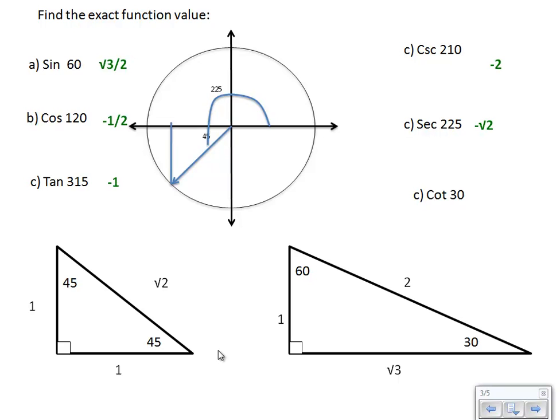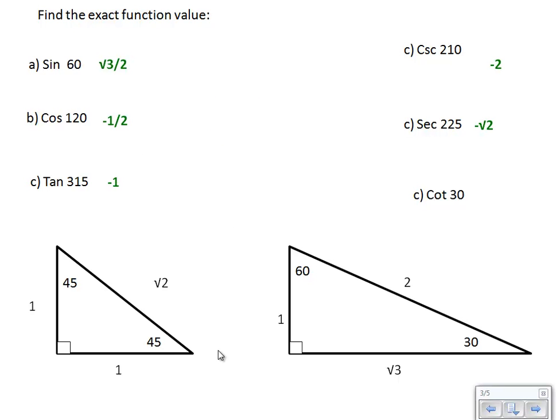Okay, cotangent of 30. Well, the bright thing about this is it's in the first quadrant, so I don't have to worry about positive or negative. So cotangent of 30 is adjacent, which is just flipped over, opposite. So that's radical 3.